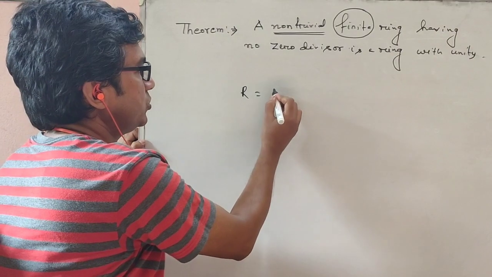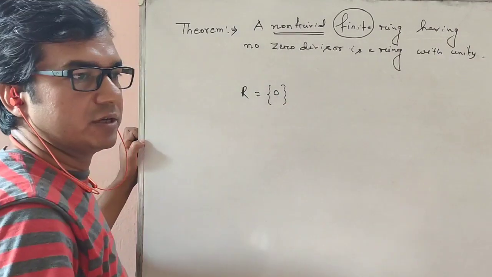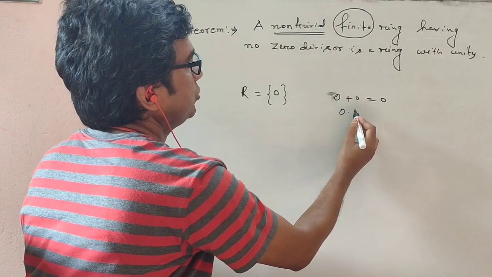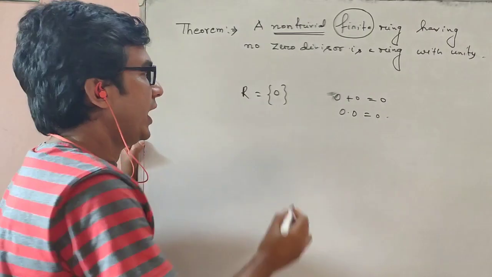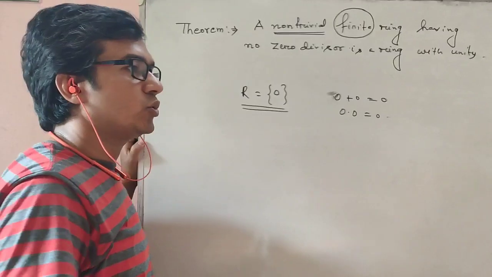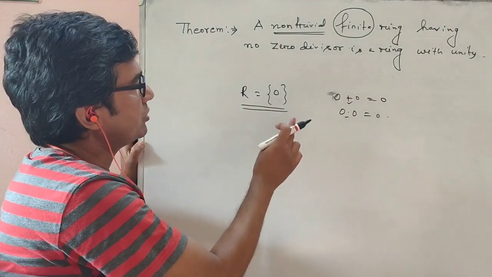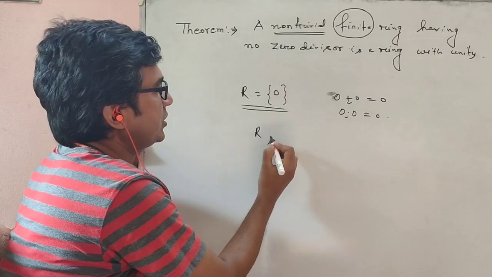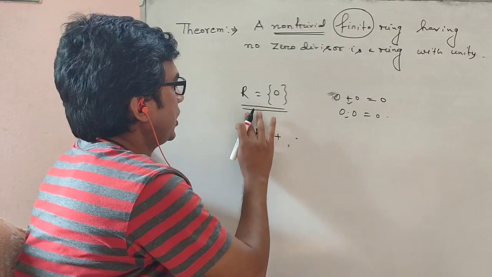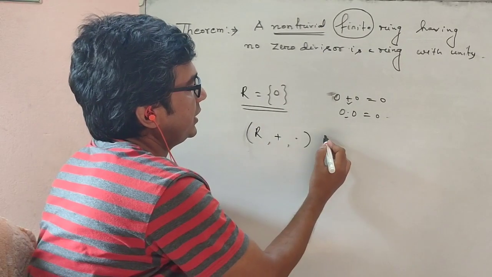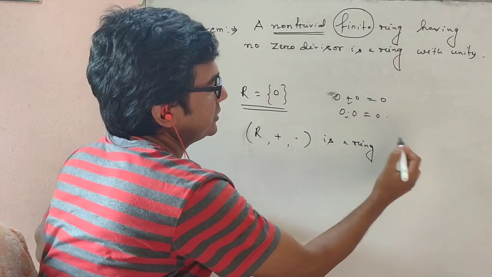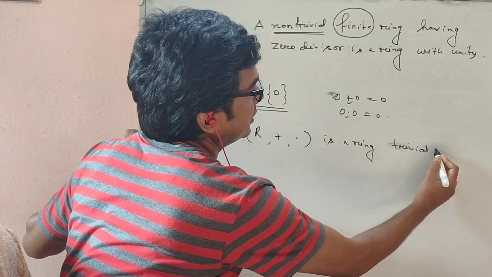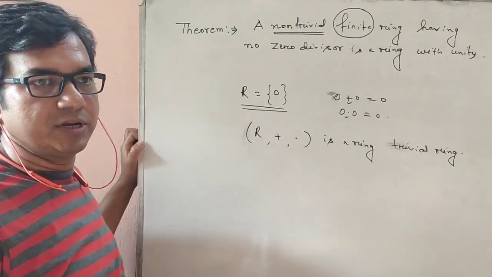If R equals {0}, only the 0 element, here 0 plus 0 equals 0 and 0 dot 0 equals 0, and this set together with plus and dot follows all the properties of a ring. So (R, +, dot) is a ring. This is the zero ring. Sorry, this is the trivial ring.